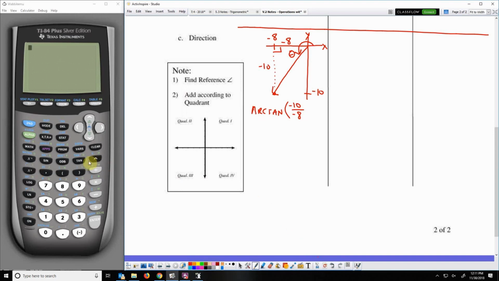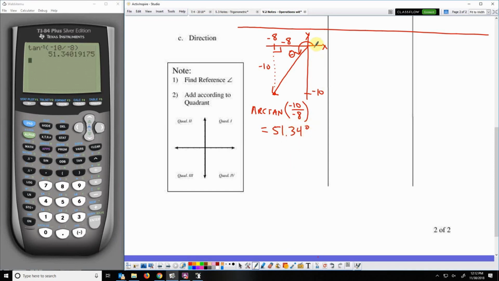So I've got a calculator ready now. In order to evaluate this, I need to first make sure I'm in degree mode. I'm not, I'm in radians. So I'm going to go over and highlight degrees and then clear out of here. And I'm going to type in second tangent, -10 over -8. Since they're both negative, I could just cancel those out and make it 10 over 8. I get 51.34 degrees.